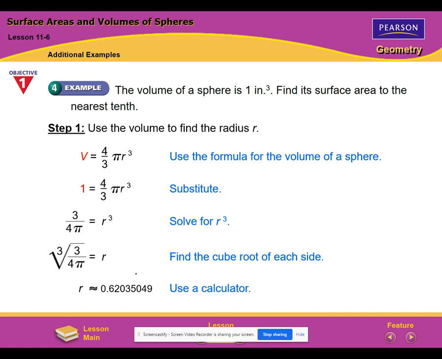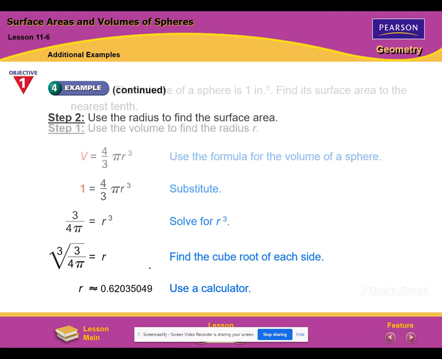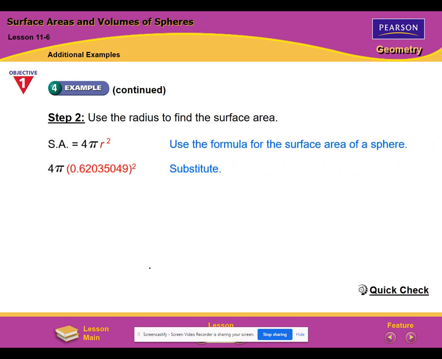So they did go to decimal. Now, again, you could store that and then take that over to the surface area. You could just write out a long decimal, 0.62035049, and that's what they're going to do. So there's the surface area formula like we've already done, and they just used a really long decimal. And it does make a difference. If you use just 0.6, you might get a different answer. So I would encourage the long decimal.